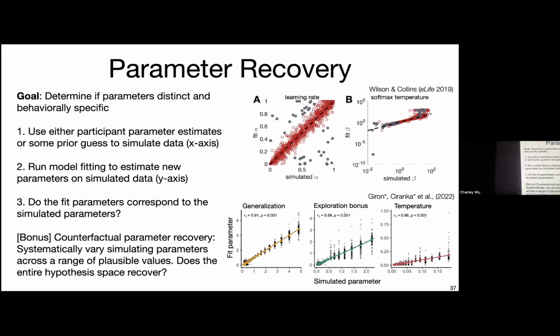So essentially what we would like to see is that all the parameters that we estimate are well correlated and well mapped to this kind of y equals x line from a simulated model. Okay, from a simulated parameter, sorry.